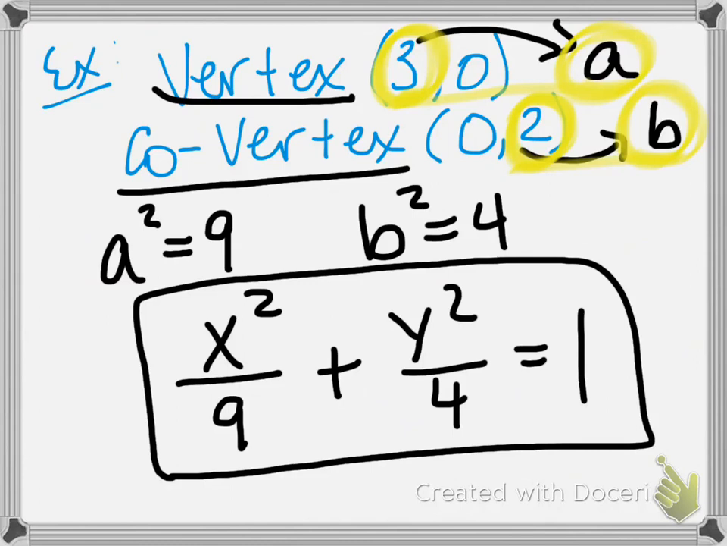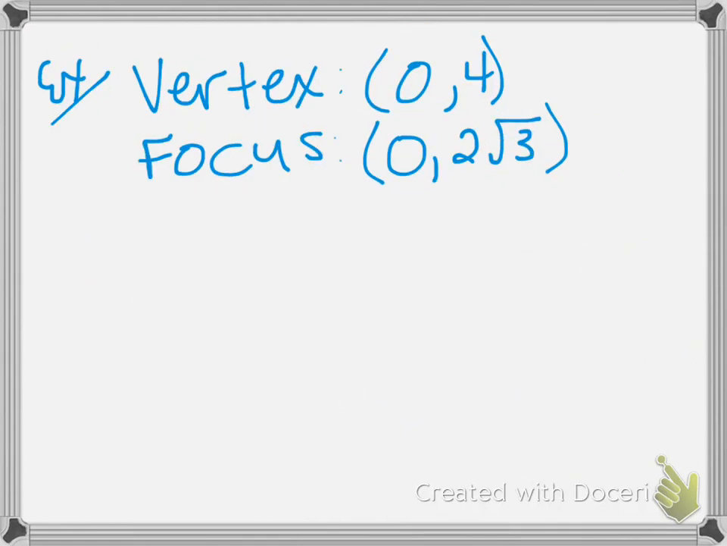Now, the last type of problem you're going to see, you are actually going to be given the vertex, and you're going to be given the focus. Now remember, the focus is C. My equations are made up of a squared and b squared, so we have to use the C to find the rest of the information. So let's start with what we've got.